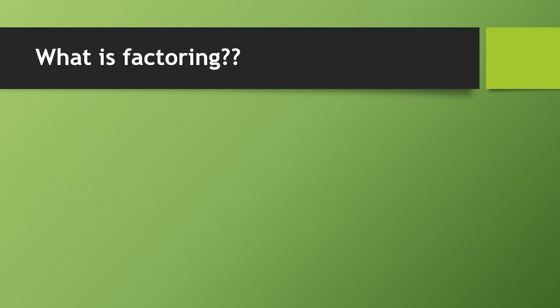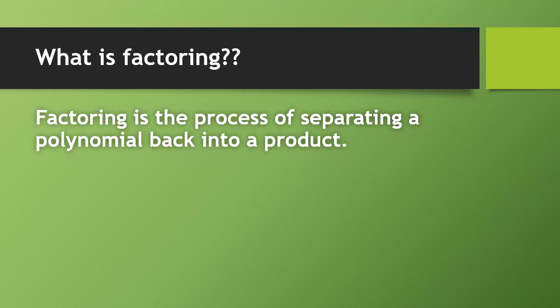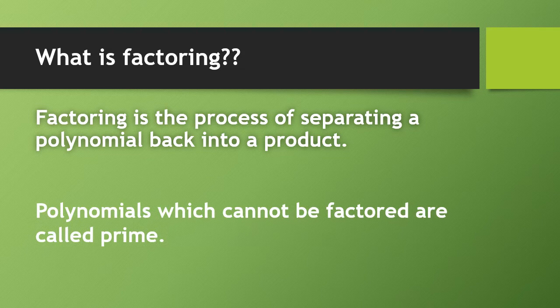So probably don't necessarily need to write this down, but what is factoring? Factoring is simply the process of separating a polynomial back into the product. So we distribute or multiply a polynomial times a binomial and we get this big long polynomial. But what if I want to go backwards into the separate pieces? That's what factoring does. And just like numbers that cannot be factored, numbers like 7 and 19 and 23, which we call prime numbers, polynomials which cannot be factored are also called prime.